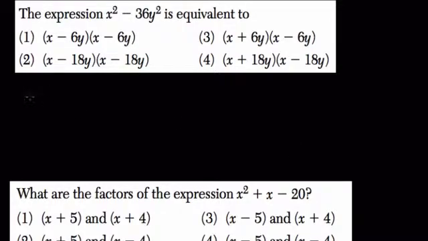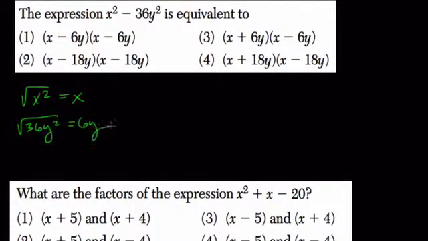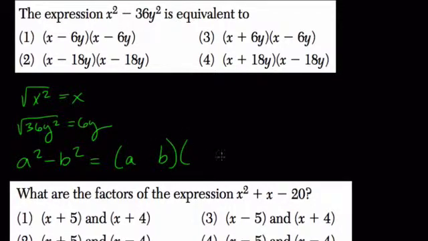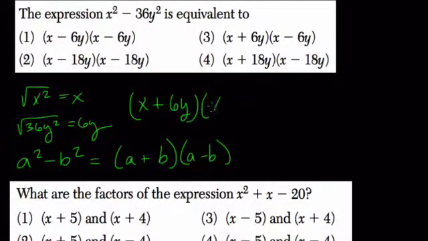This is a difference of two squares problem, because we have the square root of x squared, which is x, and the square root of 36y squared, which is 6y. And with the difference of two squares, a squared minus b squared, we're just going to find the square roots of each, and then add them and subtract them. So here we add our square roots, and then put them in parentheses, multiply by the difference of our square roots. And that's choice number 3.